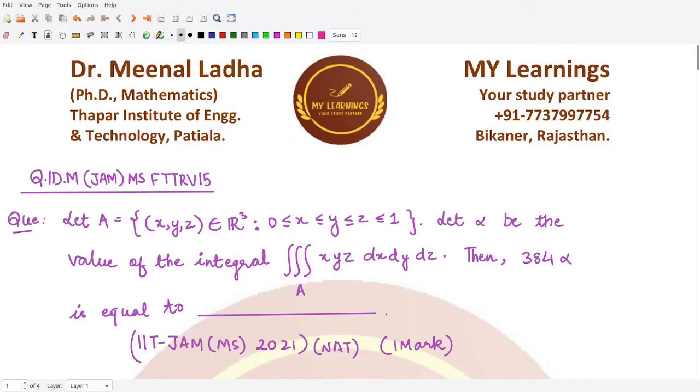In this video, we'll be talking about another question which is taken from the IIT-JAM Mathematical Statistics question paper 2021. This is a 1-mark question and this is a numerical answer type question. So here they are asking, if you are given this region A, this 3-dimensional region in R cube with these limits, and alpha represents the value of this particular integral, then what is the value of 384 times alpha? So this is the question over here.